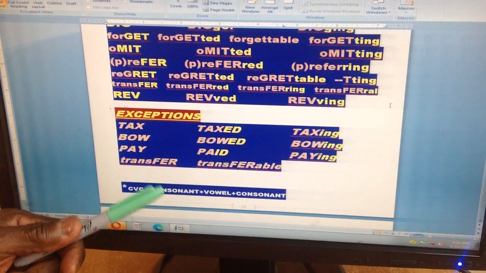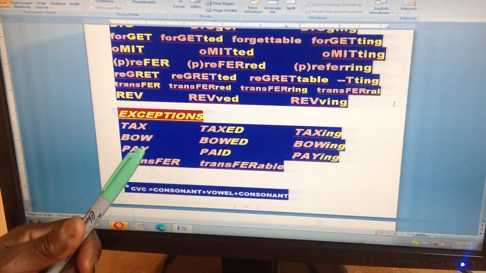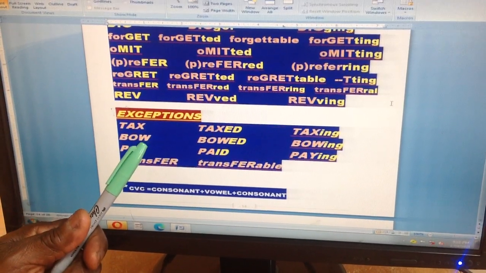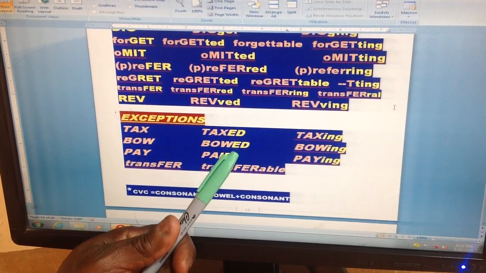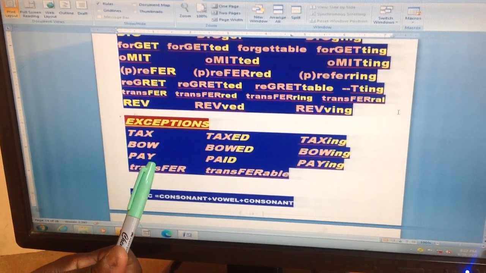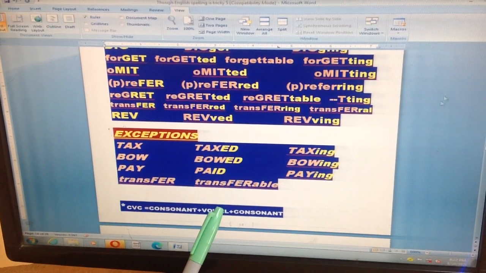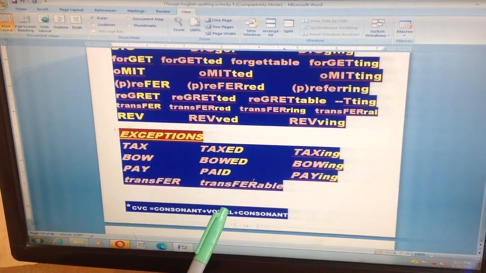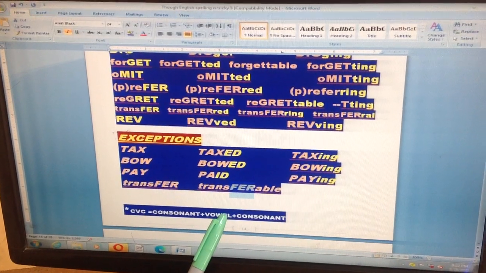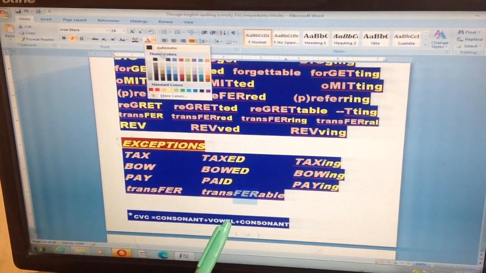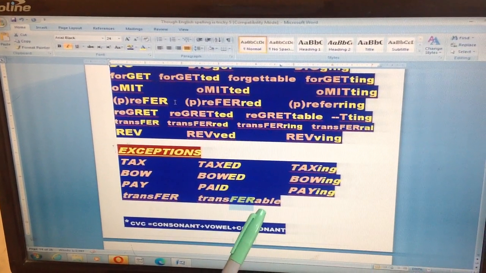For example, X cannot be doubled. W actually is not even a consonant. In sound, it's a vowel, so there is no need to double it. Y, the same thing, is a vowel in sound. Look at this, transfer, a special case. It's what we call an exception that confirms the rule. This exception is that although it is stressed, we don't double it when we add the suffix able.